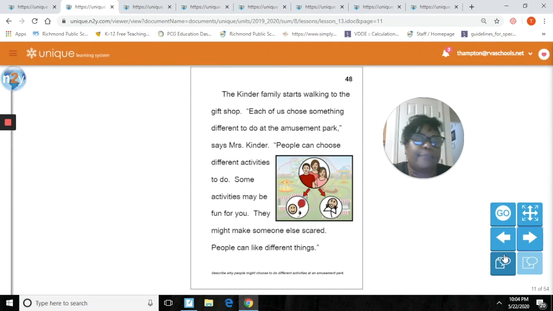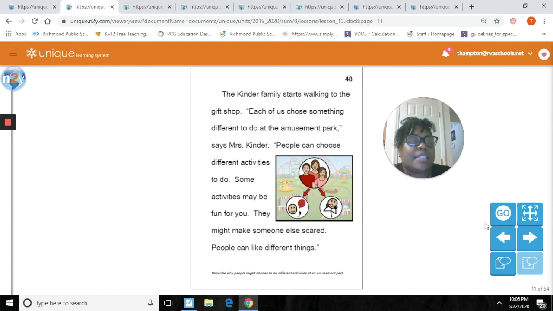And let's begin. All right, so the Kinder family starts walking to the gift shop. Each of us chose something different to do at the amusement park, says Mr. Kinder. People can choose different activities. Some activities may be fun for you. They might make someone else scared. People can like different things.